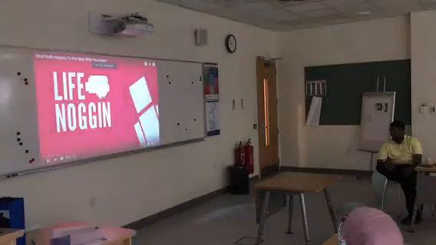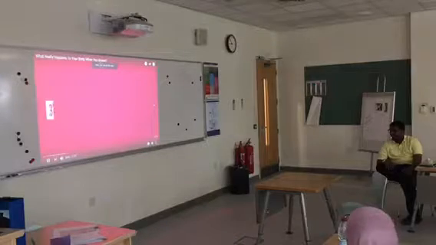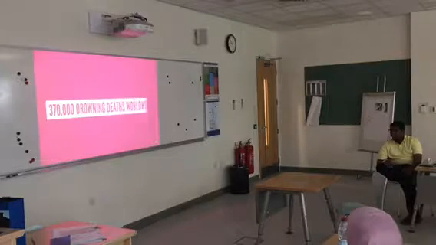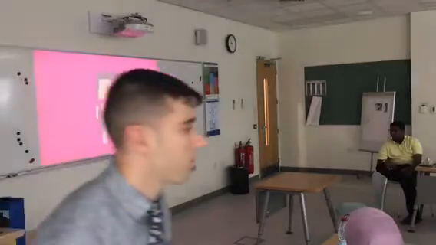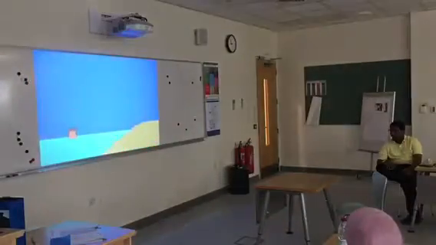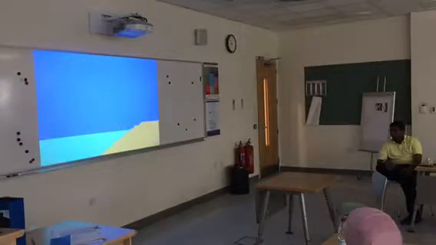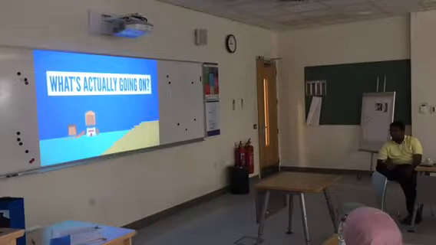Welcome to Life Nugget. Every year there are over 370,000 drowning deaths worldwide, with children under 5 being the most at risk. And with all the drowning deaths you see in movies and TV, it's no wonder that people are afraid of dying that way. But what's actually going on during that process?